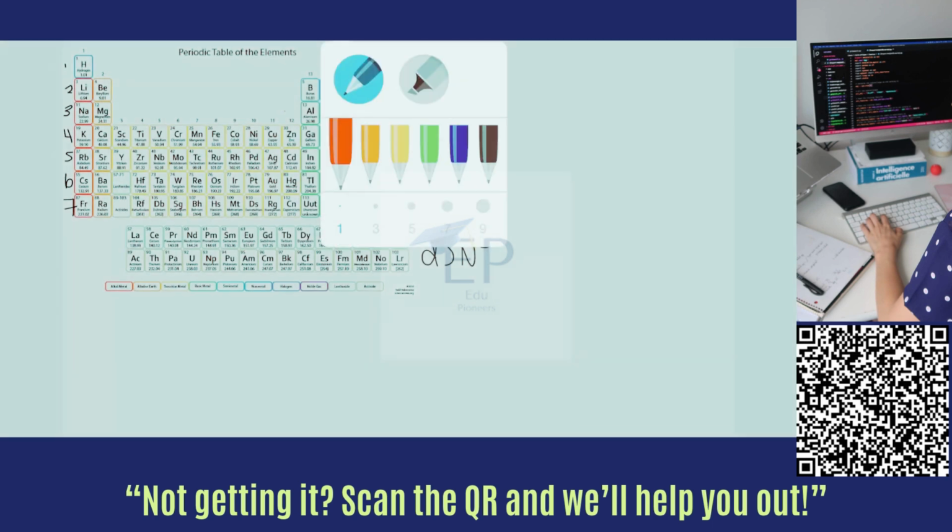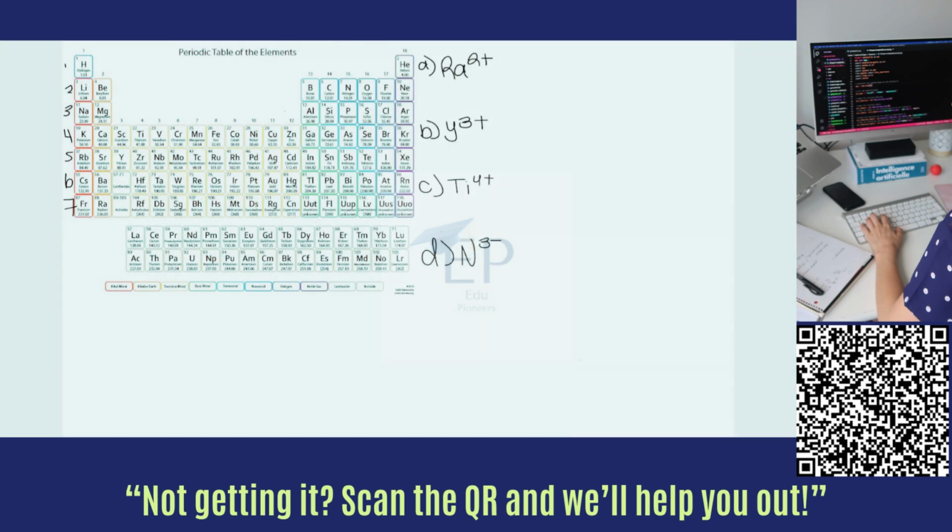Let's first start by writing the electron configuration for the neutral atom, because that's going to help us write the electron configuration for the ion that was formed. So let's start with radium. Radium is in the 7th row on the periodic table. It's in the 2nd column. This area right here is going to be the s orbital region.